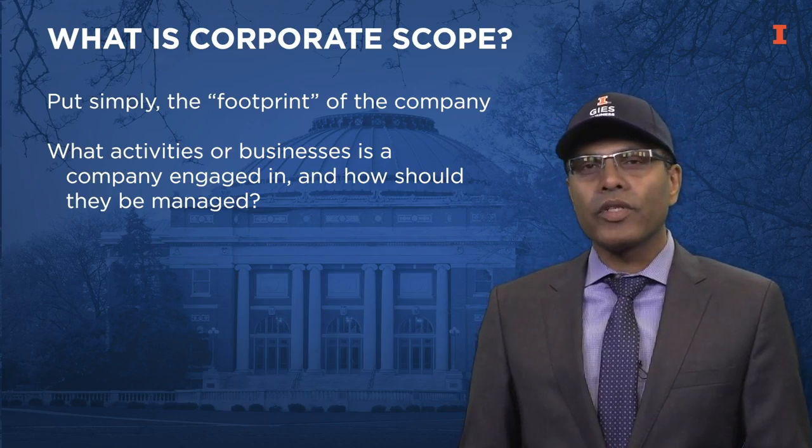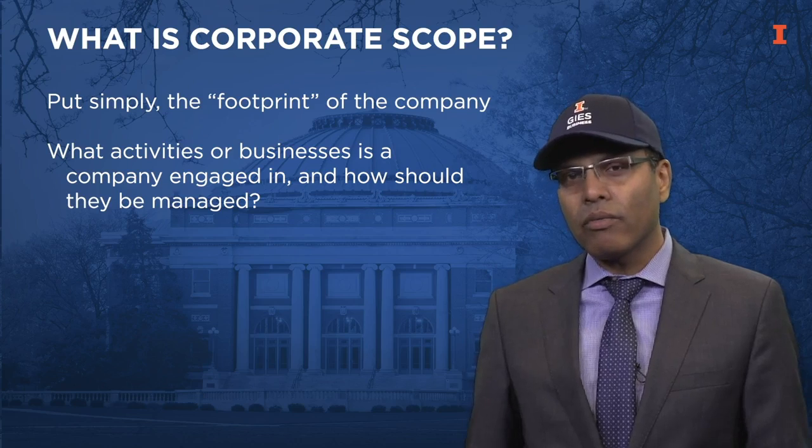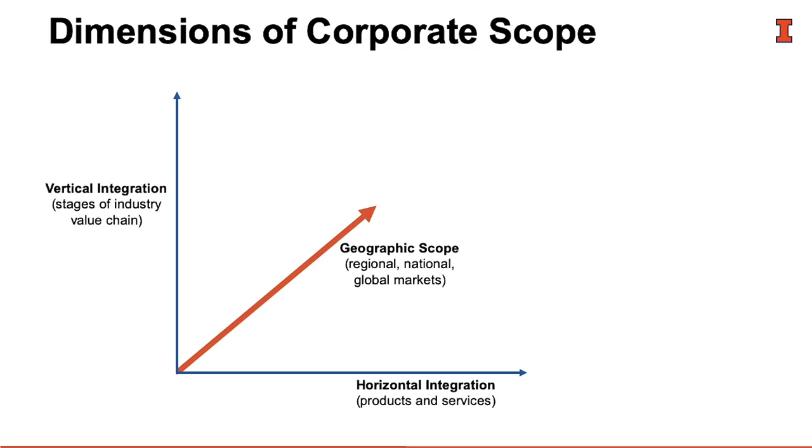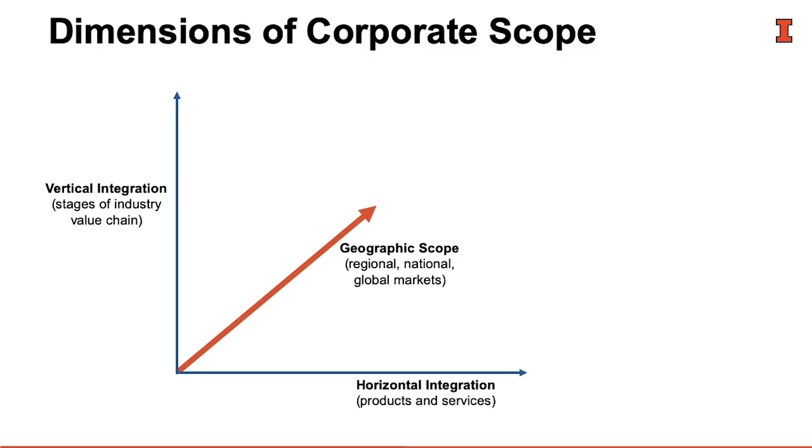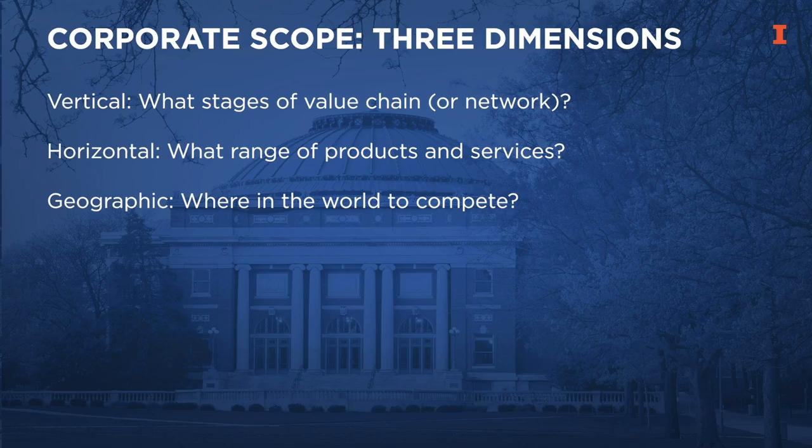Typically, when thinking about corporate scope, there are three key dimensions along which corporate scope may vary. So the three dimensions of corporate scope are vertical, horizontal, and geographic. What stages of the value chain or network is the firm in, what range of products or services, and where in the world does it compete. The geographic dimension is one that requires a somewhat different approach, which you will see in our international strategy module. So I will focus here primarily on vertical and horizontal scope.